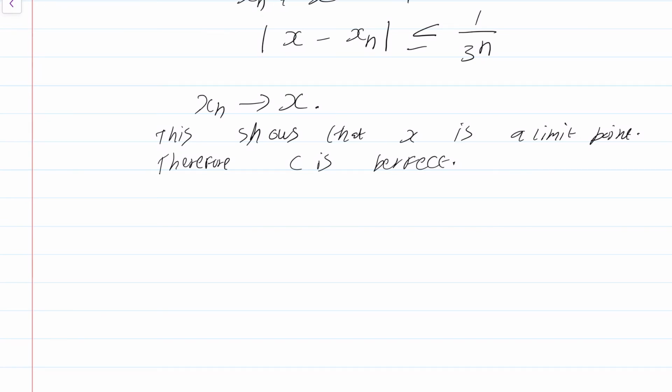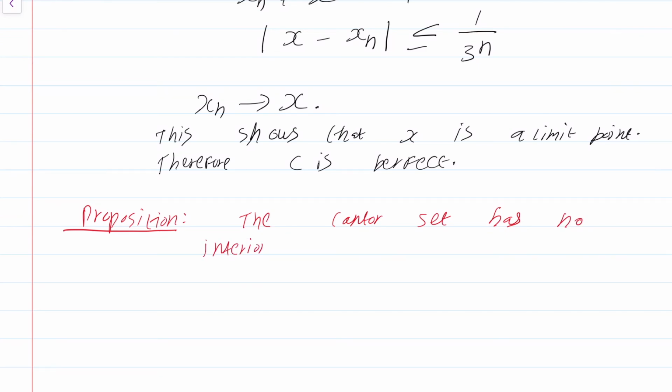Let me just end with one more exotic property of the Cantor set. This is rather easy to see because the way it is defined itself will give this theorem. Oh, I'm hesitant to call this a theorem. Let me just call it proposition. Proposition: the Cantor set has no interior point.